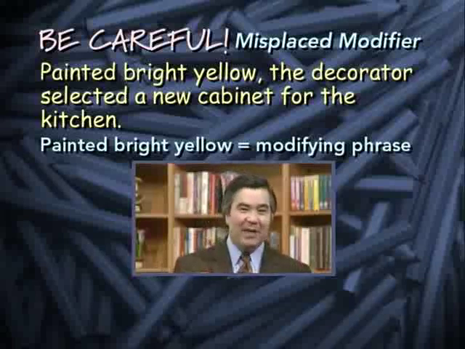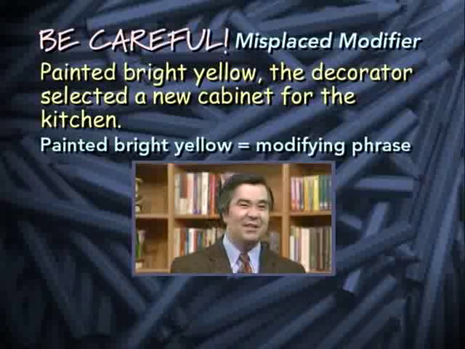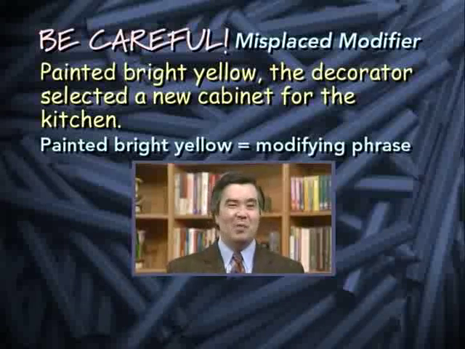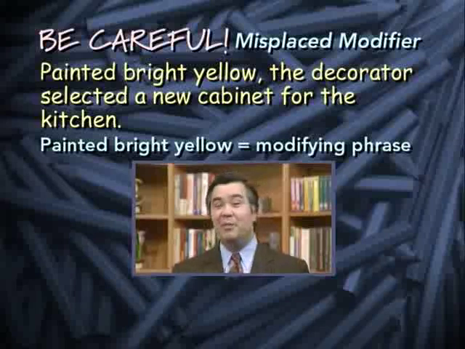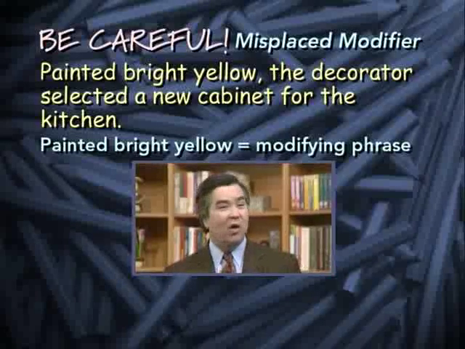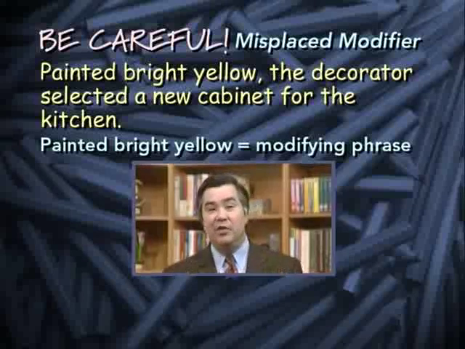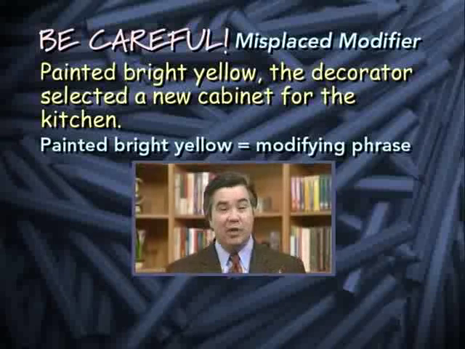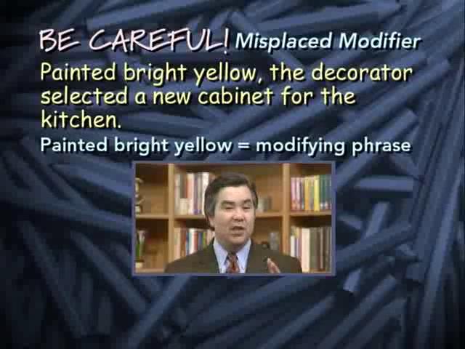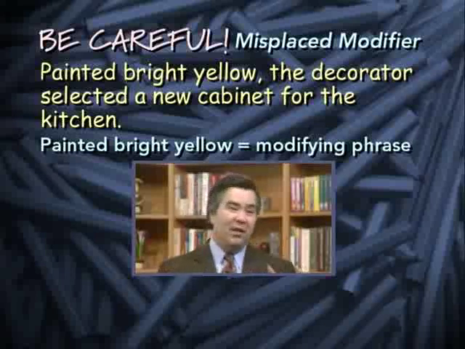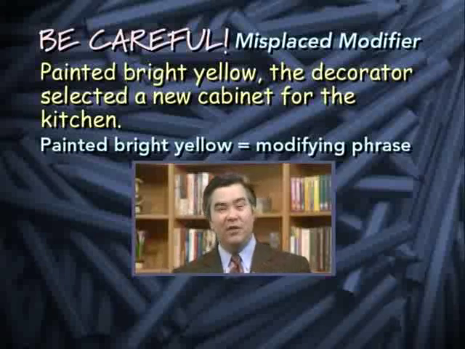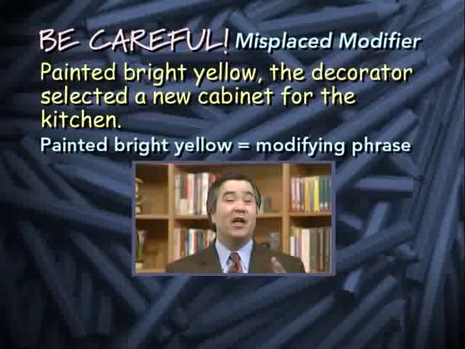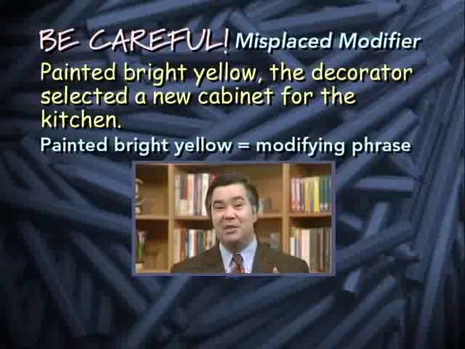If you stop and think about it for a moment, it almost sounds as though the sentence is saying that the decorator was painted bright yellow. Of course, that's not the idea. A person would never be painted bright yellow. After a few seconds of confusion, the reader immediately figures out what is really going on. The thing that's really painted bright yellow, of course, is the new cabinet that has been selected for the kitchen by the decorator. But there is a moment or two of confusion, and it's actually a little comic if you think about what the sentence seems to be saying.